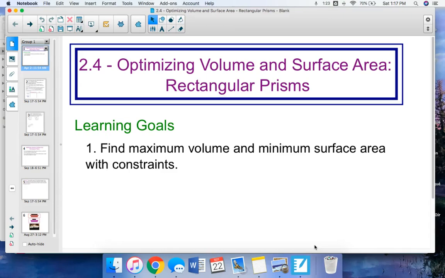To our first video lesson. So today we're talking about optimizing volume and surface area, and we're just going to be focusing on rectangular prisms. Our learning goals today are to find the maximum volume and minimum surface area with some constraints.